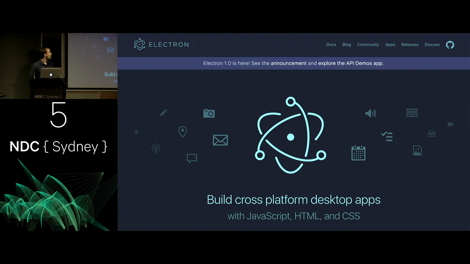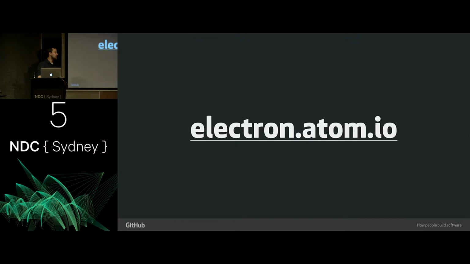So it went 1.0 back in April. We had a big announcement to say this is our point where we're going to do some API stability and build on that from there. And ultimately, there is a lovely website called electron.atom.io. If you want to go find some more resources, there's lovely introductory stuff and documentation there. And that's where we're going to start.